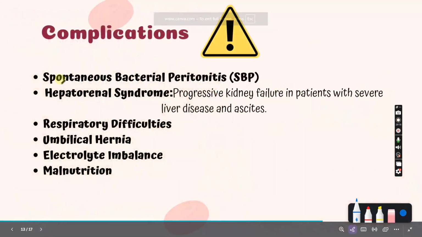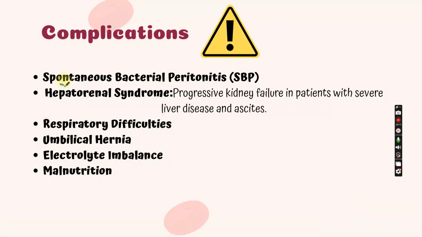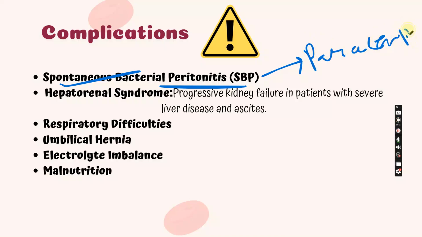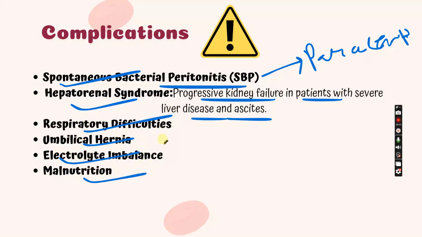Then there are the complications. The first complication is spontaneous bacterial peritonitis. Okay, this occurs if the paracentesis is not done with the proper aseptic techniques. Then there is hepatorenal syndrome, that is progressive kidney failure in patients with severe liver disease or ascites. Respiratory difficulties, umbilical hernia, electrolyte imbalance, and malnutrition.